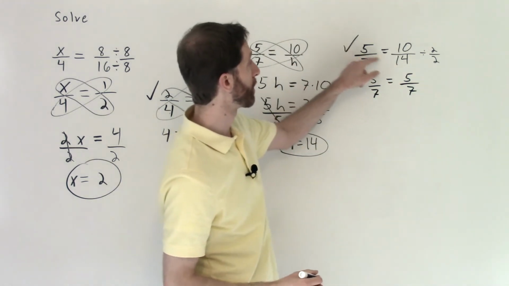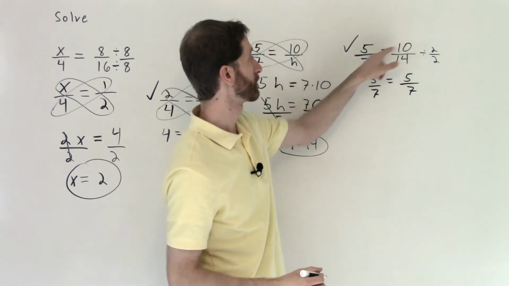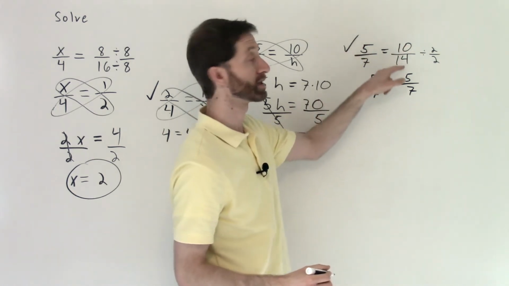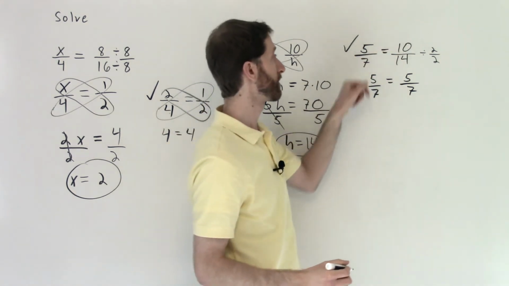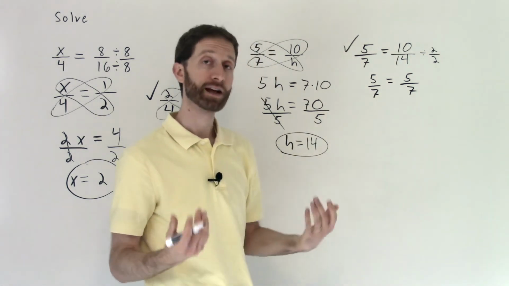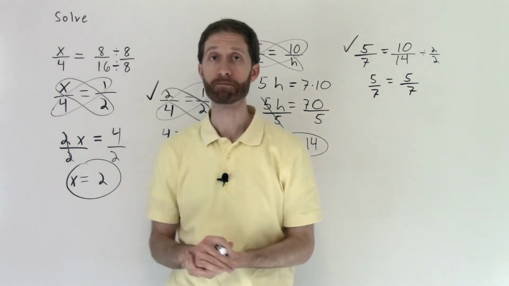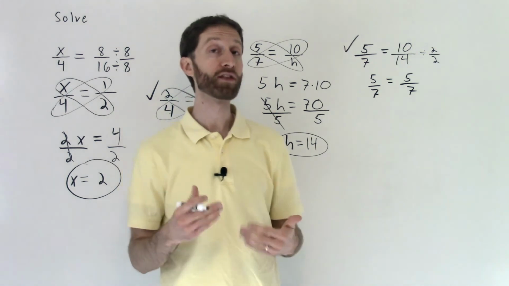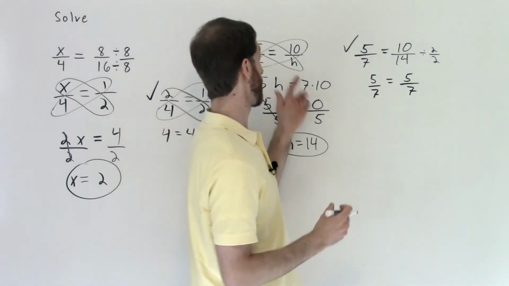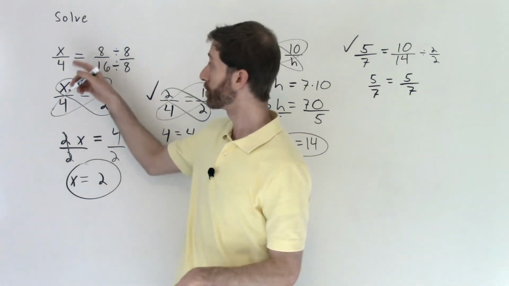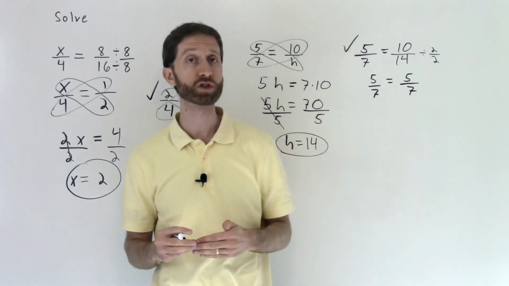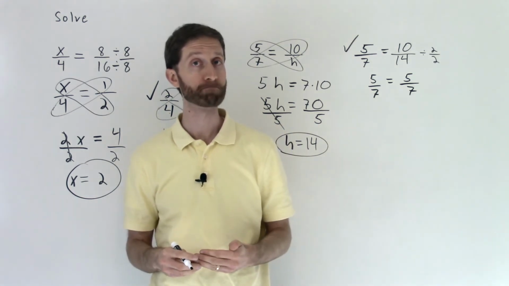You could also have multiplied like this with cross multiplication and gotten 14 times 5 is 70, as well as 7 times 10, which is 70. That's another way to check it, as I showed it here. So it does not matter whether or not your variable is in the denominator or in the numerator, we can solve proportions with cross multiplication.